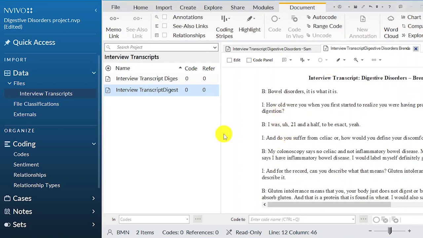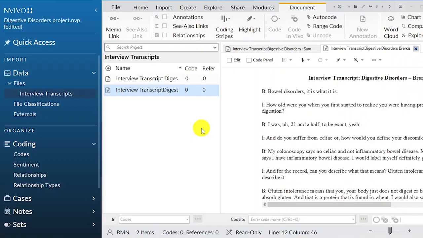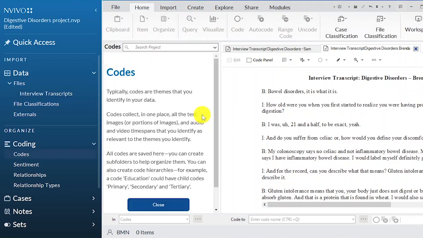After skimming the interviews, you are ready to go to the fourth step of qualitative data analysis, which is coming up with primary themes. Now, it's important to use what we call the hierarchical method of coding, where you have a primary theme and then the sub-themes under it.